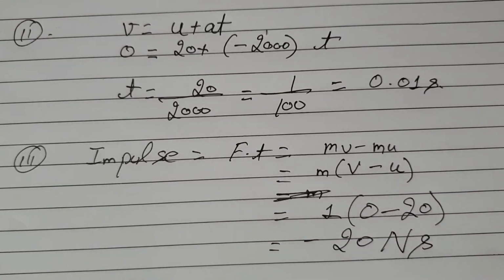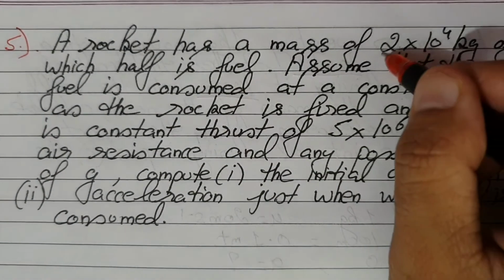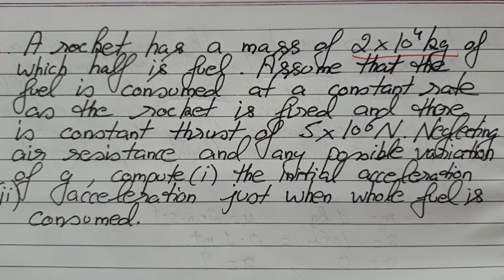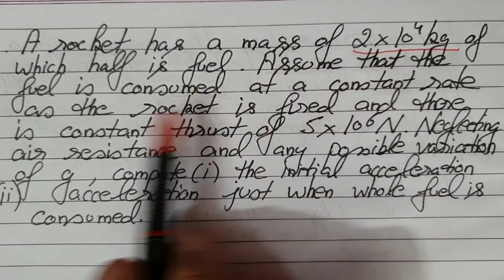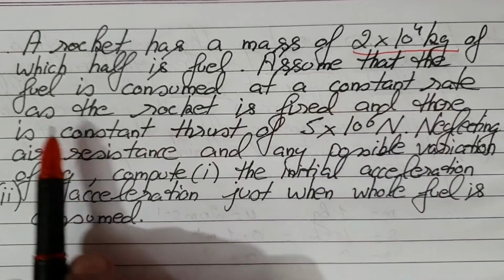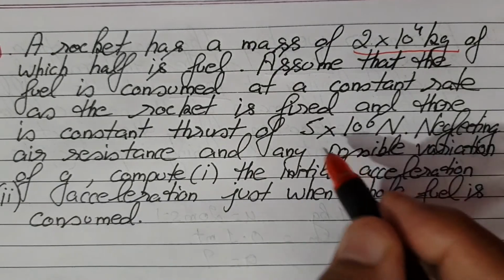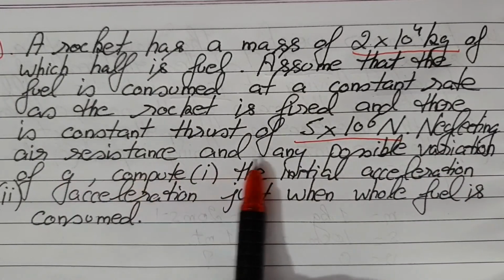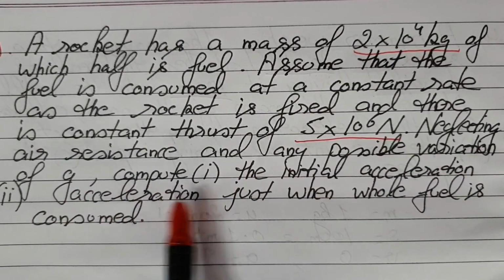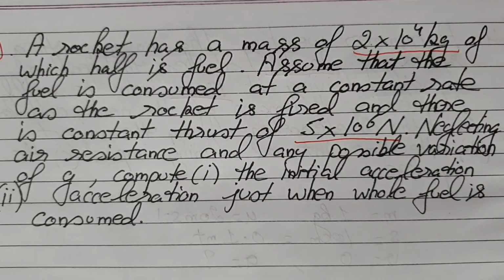Newton second. Next example. A rocket has a mass of 2 × 10⁴ kg. Now this is the mass of the rocket. Has a mass of 2 × 10⁴ kg, of which half is fuel. So it means half of the mass is fuel. Assume that the fuel is consumed at a constant rate as the rocket is fired, and there is a constant upthrust. Upthrust means the upward force, which is 5 × 10⁶ Newton, which is always acting on the rocket in the upward direction. Neglecting air resistance and any possible variation of g, compute first of all the initial acceleration and the acceleration just when the whole fuel is consumed. So we have to find the acceleration and the acceleration when the fuel is consumed.